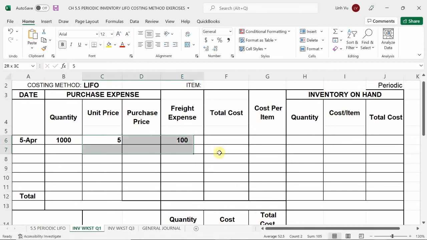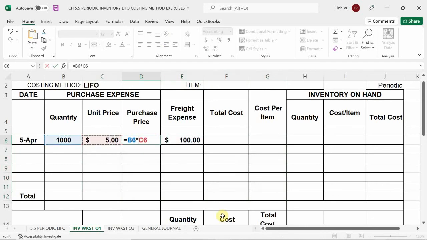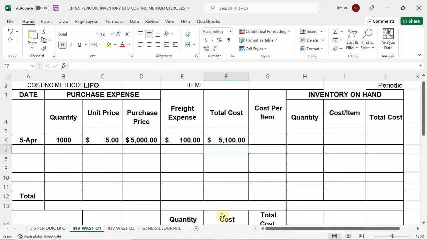So what is my total purchase price here? Quantity times unit price is going to give you 5,000. Total cost, $5,100. So exactly what you said, we're going to take the purchase price plus the freight to give you a total of 5,100. And now we need to solve for our cost per item.